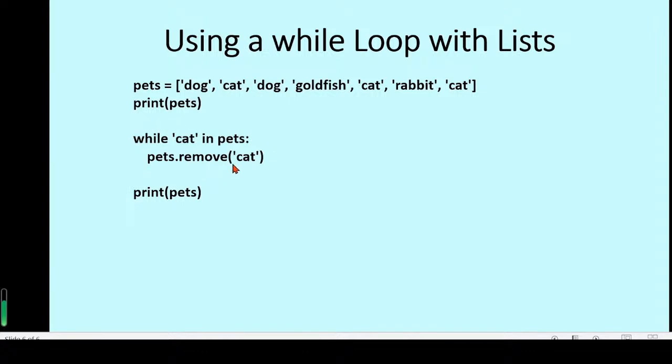Then we can write a while loop. So while 'cat' in pets, then we will remove 'cat'. So while 'cat' in pets means while cat exists in this list, we'll remove this cat. So until there are no cats in these pets, the while loop will continue, and then it will finish.